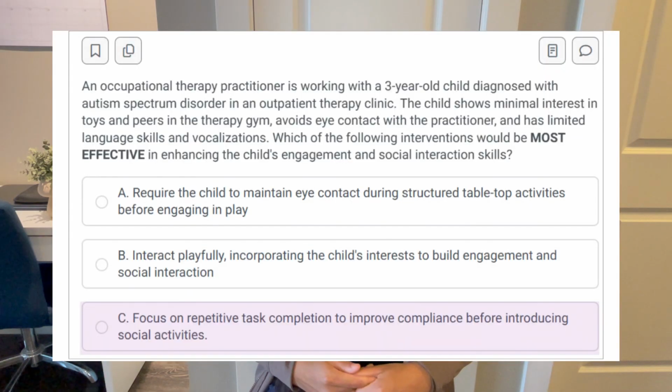So option C, focus on repetitive task completion to improve compliance before introducing social activities. Okay, so answer C does not seem correct to me because of the repetitive task completion. Repetitive task completion is not therapeutic. And I wouldn't really see the point in doing that before introducing social interactions. I feel like there are better ways to do that. And if you know the hallmarks of autism spectrum disorder, you would know that a lot of kids do engage in a lot of repetitive behaviors.